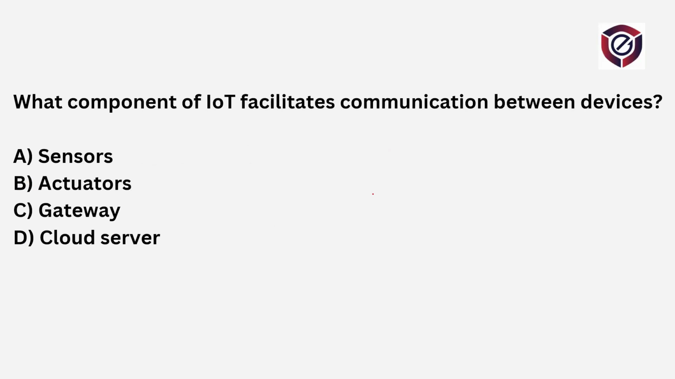What component of IoT facilitates communication between devices? Remember, whenever we have two or more devices and we want to facilitate communication between them, there are gateways. The sensors are used to collect the data. Actuators are used to create a response. Cloud servers are used to store information, or act as a service provider, providing responses to the client depending on the client request. Such things are done by the cloud server. Whereas communication between two or multiple devices is done with the help of a gateway.